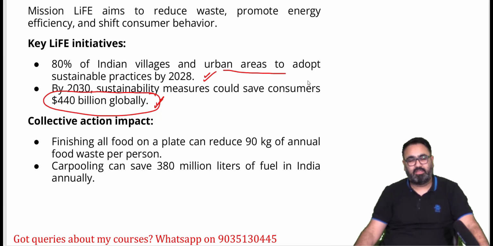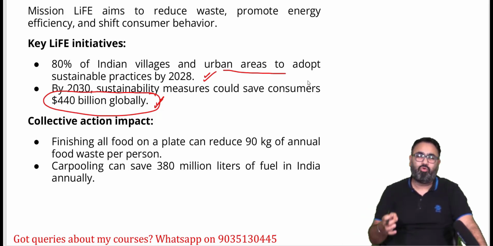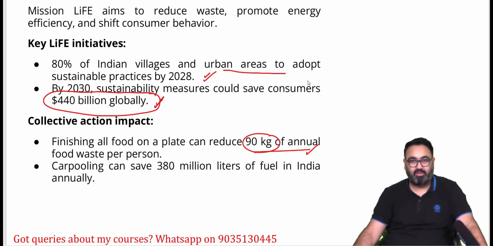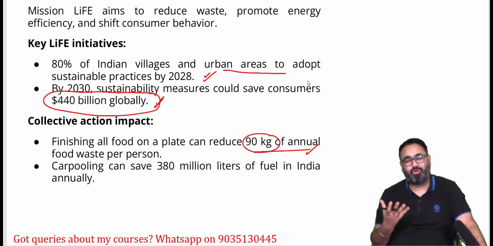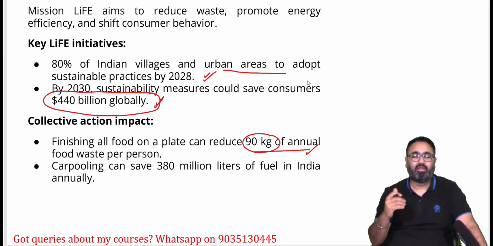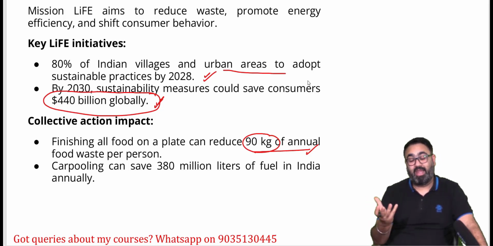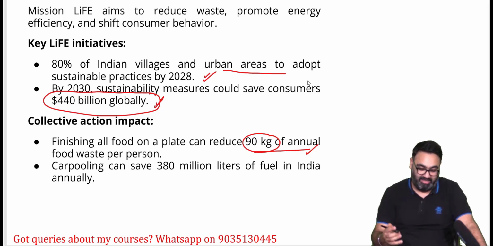Also, as per this report, the economic survey says if we finish all the food on our plate, meaning if we avoid food waste, every single person can reduce 90 kg of food waste in a year. 90 kg food waste. So basically, if you do a rough calculation, every single day a person wastes about 200 to 250 grams of food. That's what they are saying.